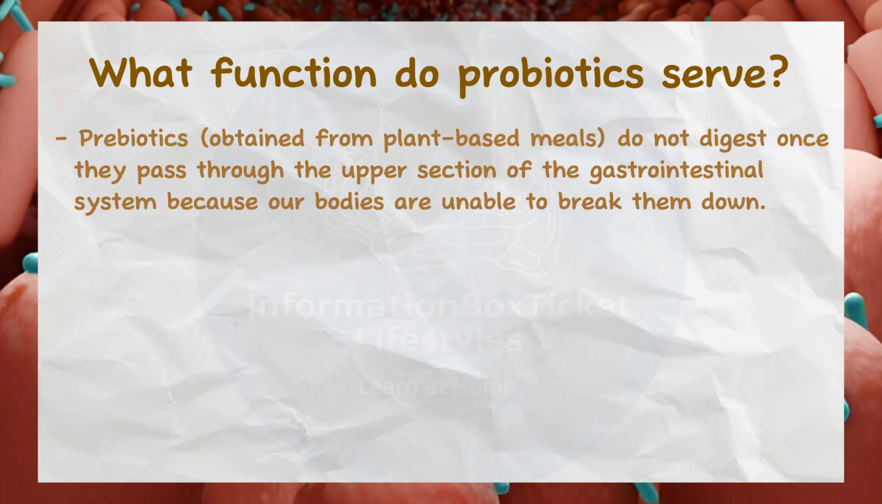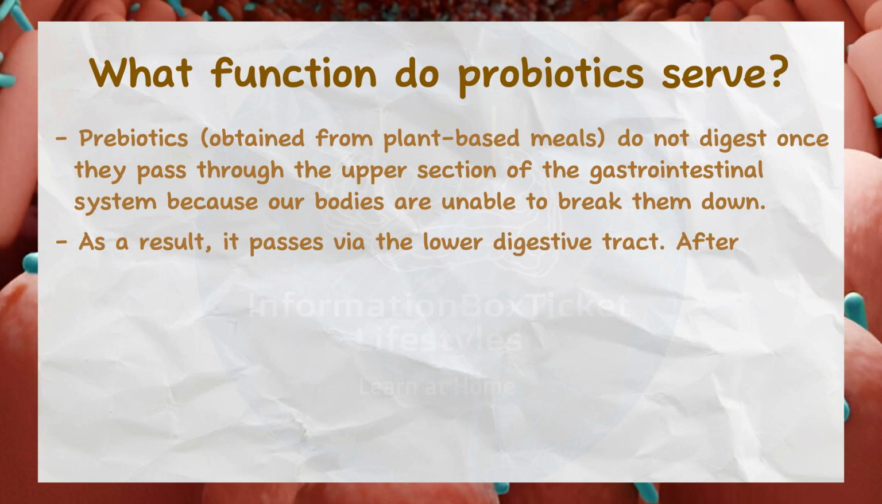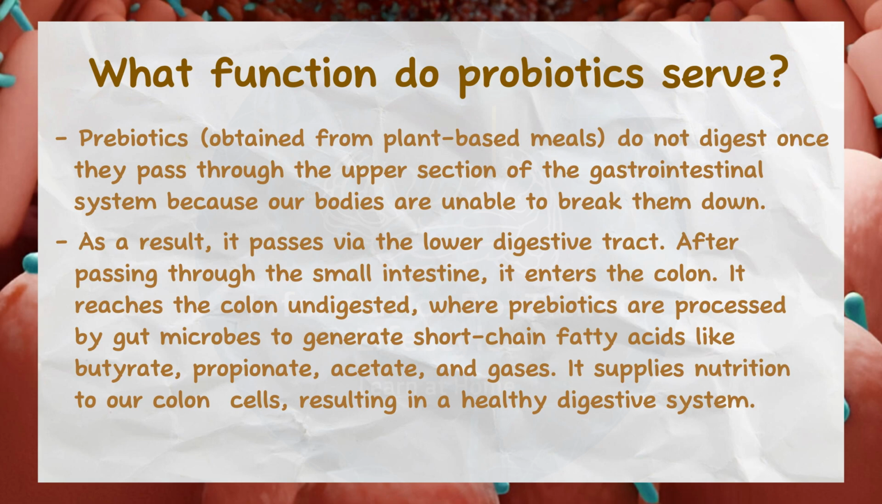Prebiotics, obtained from plant-based meals, do not digest once they pass through the upper section of the gastrointestinal system because our bodies are unable to break them down. As a result, they pass via the lower digestive tract. After passing through the small intestine, they enter the colon. They reach the colon undigested, where prebiotics are processed by gut microbes to generate short-chain fatty acids like butyrate, propionate, acetate, and gases. It supplies nutrition to our colon cells, resulting in a healthy digestive system.